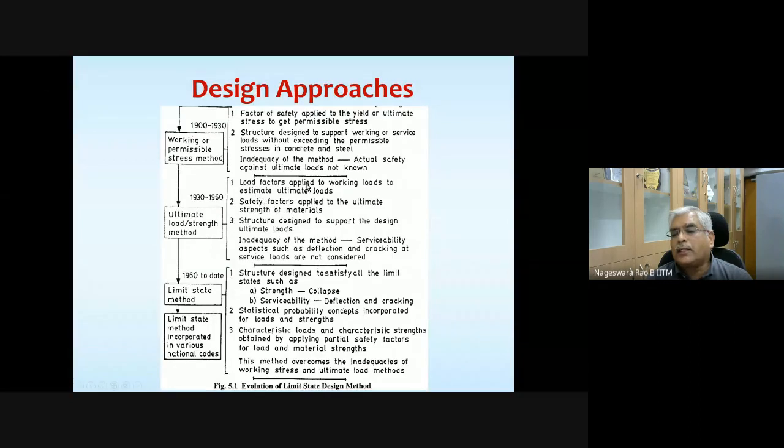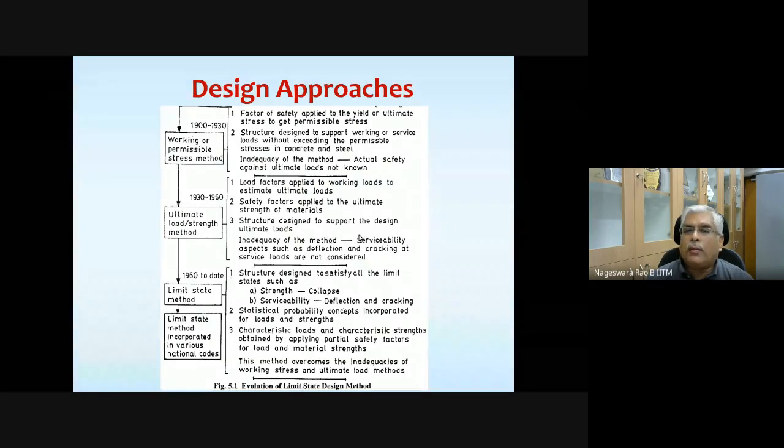So load factors are applied on the working loads and safety factors are applied on the ultimate strength of the material. Structure is designed to support design ultimate loads. And what is the inadequacy of this method? Serviceability aspects such as deflection and cracking at service loads are not considered.